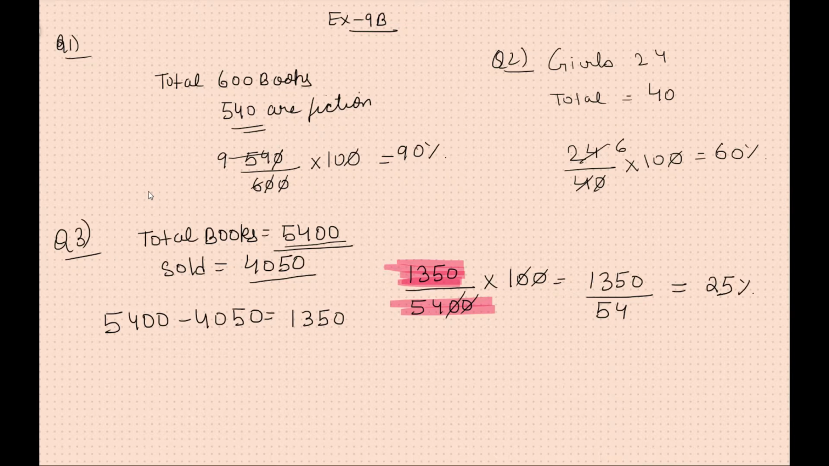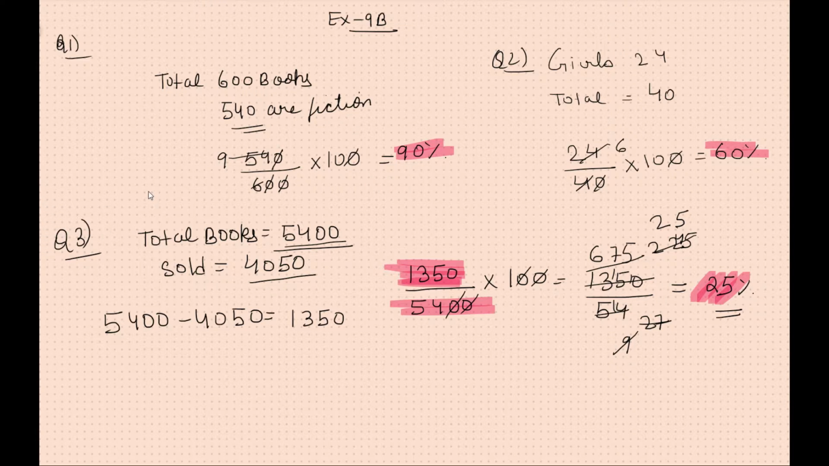25%. You can divide 1350 by 54, or you can simplify like this: 2 6 are 12, 2 7 are 14, 2 5 are 10, 2 2 are 4, 2 7 are 14, 3 9 are 27, 3 2 are 6, 3 2 are 6, 3 5 are 15, 9 2 are 18, 9 5 are 45. 25% is your answer. So your answers are: first one 90%, second one 60%, and the last one 25%.